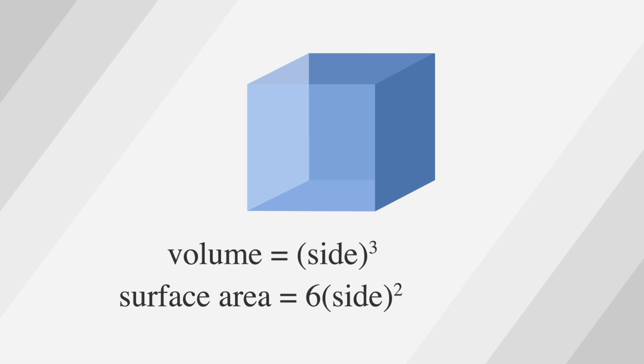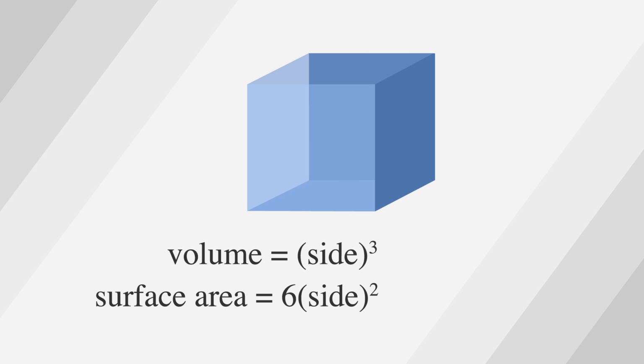A cube is a rectangular solid with all equal edges. Because all the sides are squares, we know that all the sides of a cube are equal. The first equation we need to know is the equation for volume, which is volume equals side cubed. The second equation is for the surface area. Surface area equals 6 times side squared. We'll cover the third equation later in this lesson, but for now, let's focus on an example that calls for the 2 formulas we just learned.